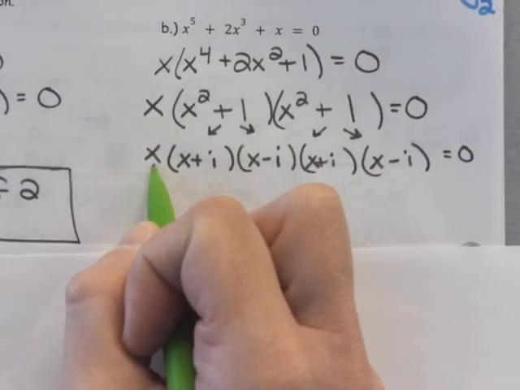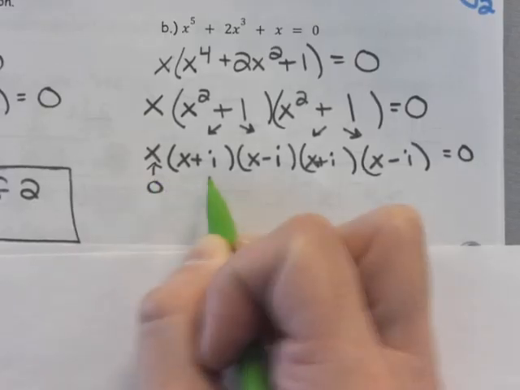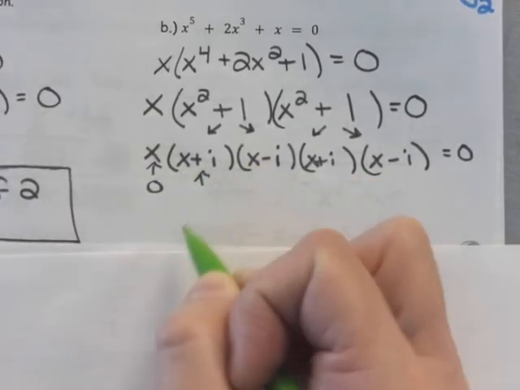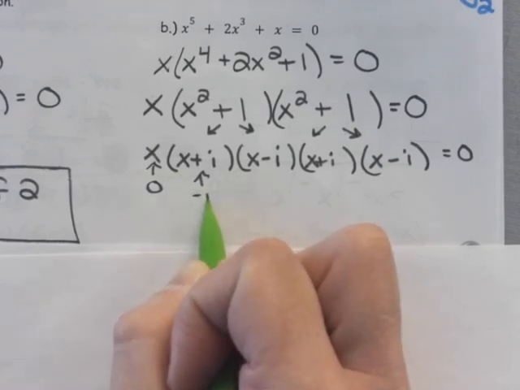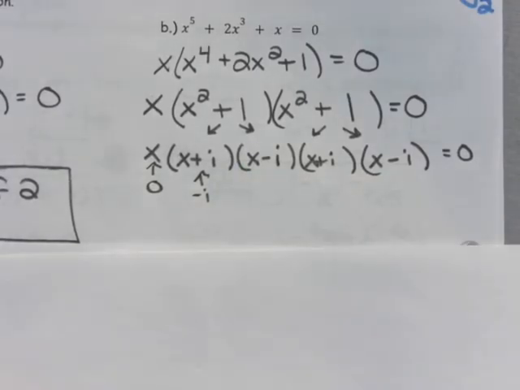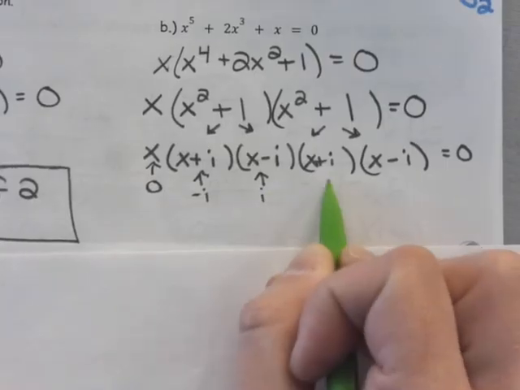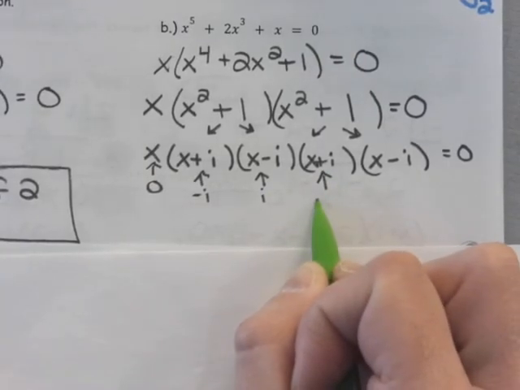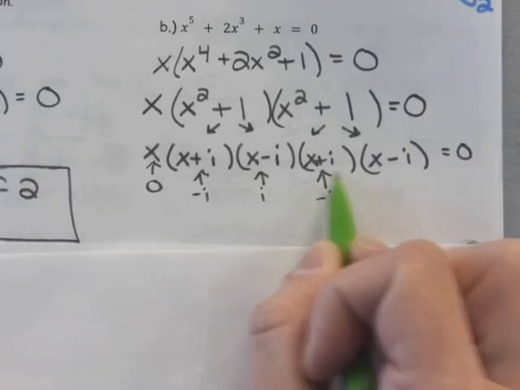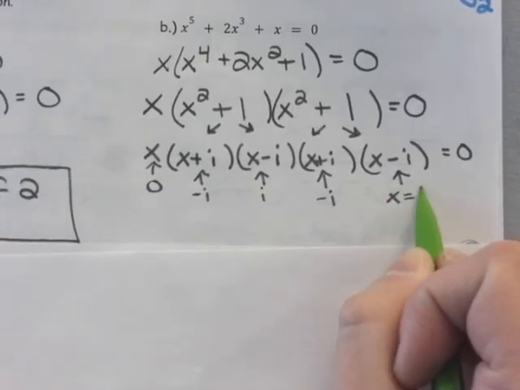All right, what would make this 0? That's x. That's just hanging out. 0. What would make this 0 if x were? Yeah, negative i. Negative i plus i would 0 out, right? What would make this 0? i. What would make this 0? Negative i again, right? Those are the same parentheses. How about this one? i.